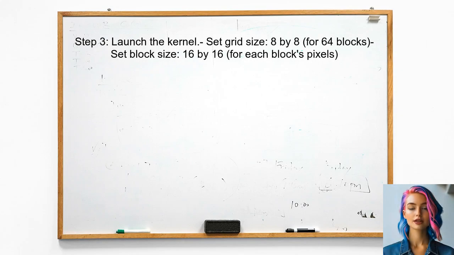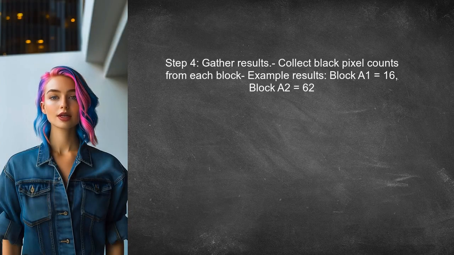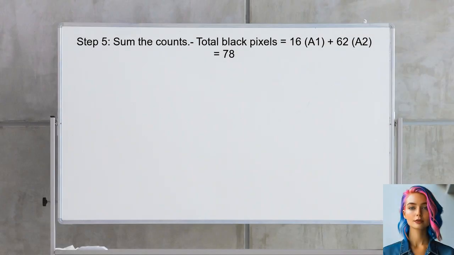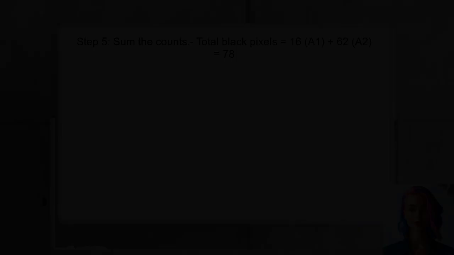After defining the kernel, the user should launch it with the appropriate grid and block dimensions. This allows the GPU to execute the function across all blocks simultaneously. Once the kernel has finished executing, the user can gather the results from each block. This will give the count of black pixels for each block. Finally, the user can sum the counts from all blocks to get the total number of black pixels in the image. In this example, the total would be 78 black pixels.